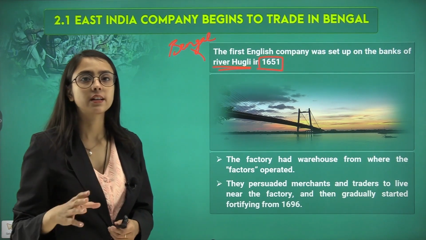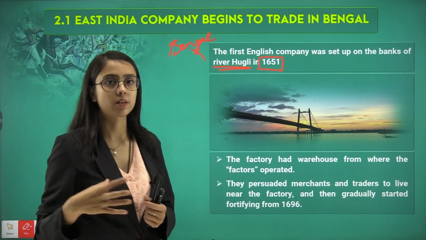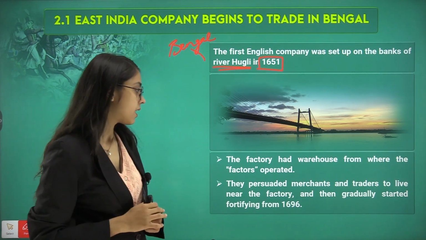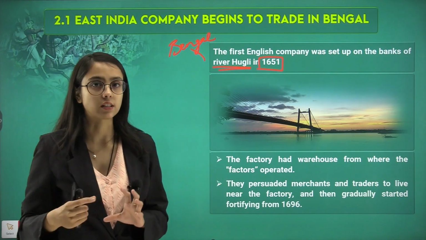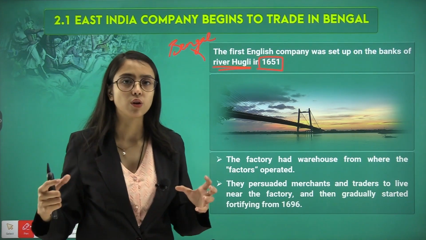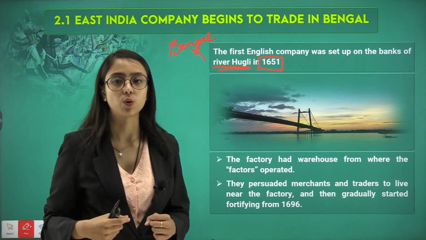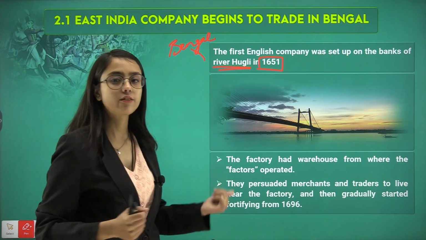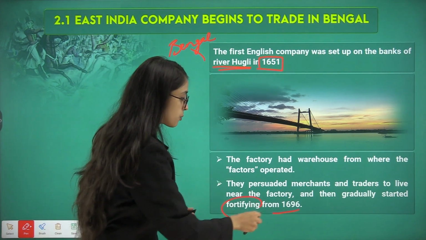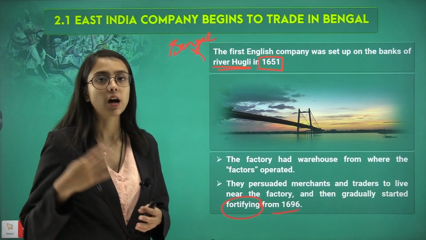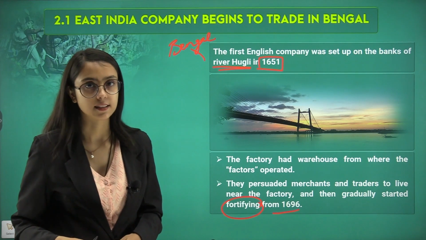Now, the factory had warehouses, godowns from where the factors operated. Goods and commodities were stored there. Next, they persuaded merchants and traders to live near the factories so that a huge amount of goods could be provided and stored. And then they started fortifying by 1696. To protect the goods and commodities from other companies, they started to build forts in 1696.